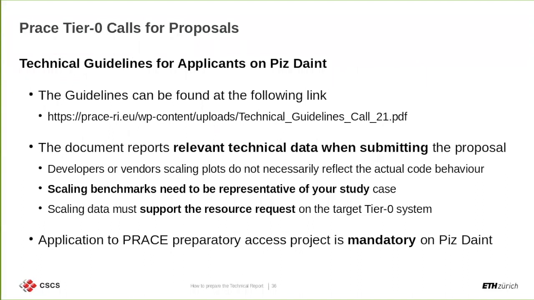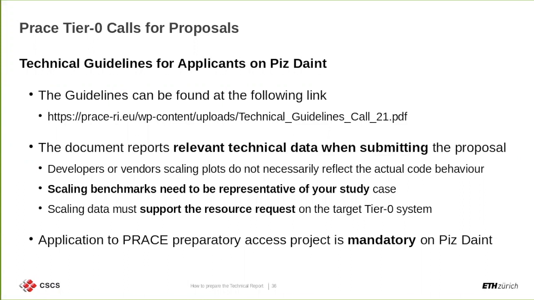Now, this was the national call for proposals. You would do a similar thing for the PRACE Tier 0 calls for proposals, with just skipping the performance analysis with CRAPath, which is not requested. But the scaling and the linking of the resource request to the scaling is also requested in the PRACE Tier 0 calls. An additional thing that you need to take care of in the Tier 0 call are the so-called technical guidelines for applicants. So on PITSDINT, there is a PDF guideline file that is available at the link reported on this slide, where you can find all the relevant technical data when you submit the proposal for PITSDINT.